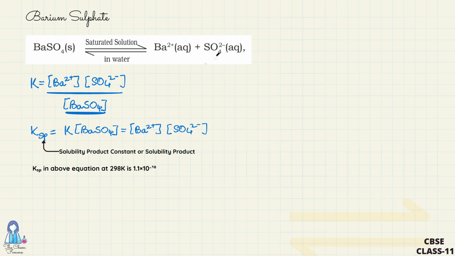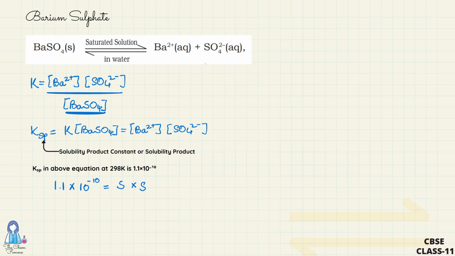So we are going to assume that S is the molar solubility. And you get KSP, 1.1 times 10 to the power minus 10, is equal to S times S, where S denotes one ion of barium 2+ and one ion of SO4 2-. We're just saying that the concentration we're assuming is the value S, which is equal to the molar solubility.